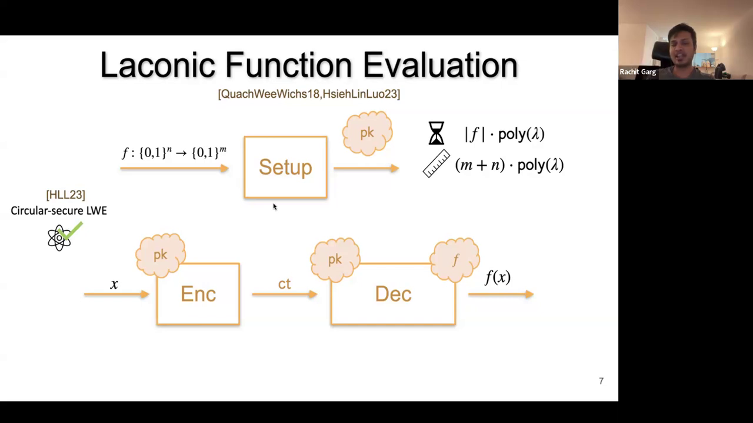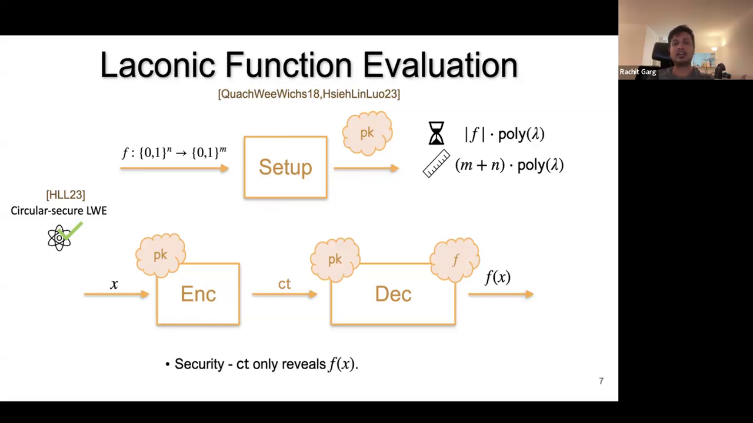And this involved a lot of years of work, where we initially knew only how to do it with dependence on input plus output and some circuit depth dependence of this function. But now we can get this notion where we only have input plus output times poly lambda. So we'll be using this laconic function evaluation scheme for a final construction.